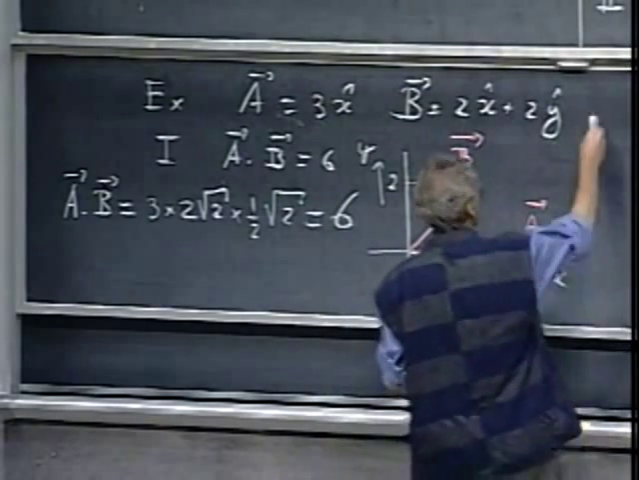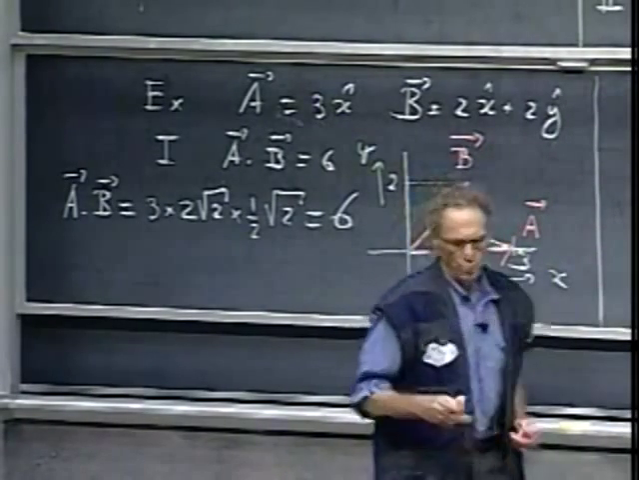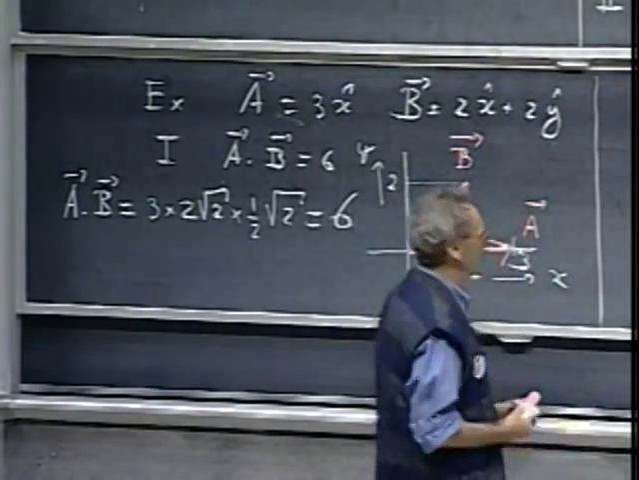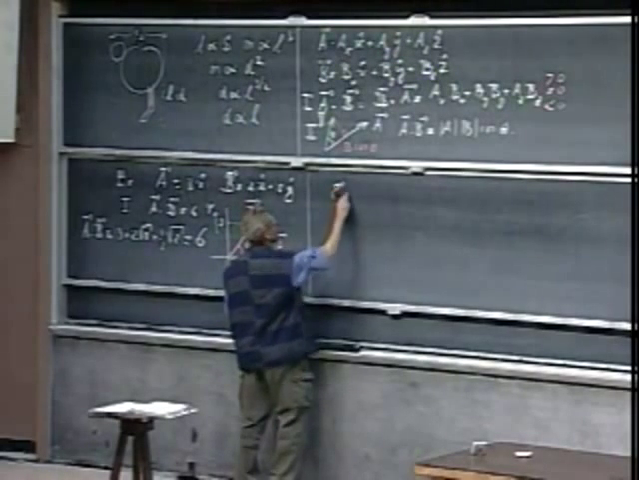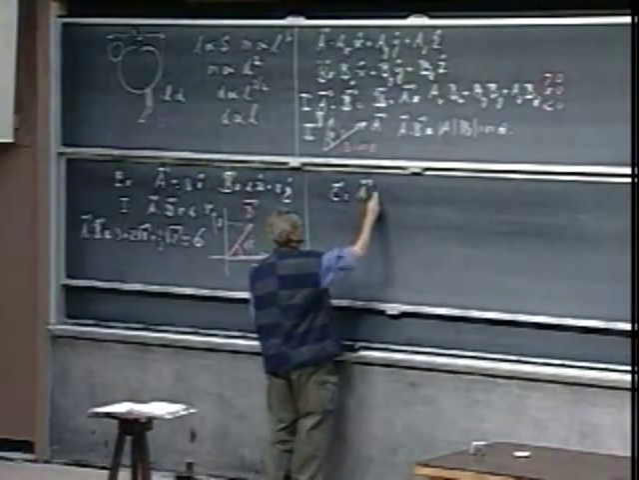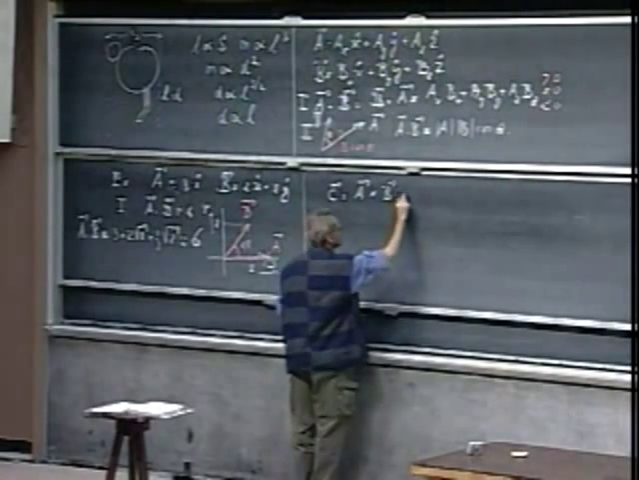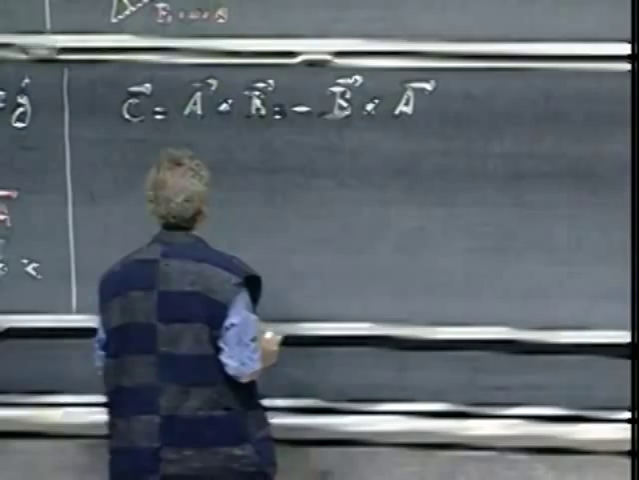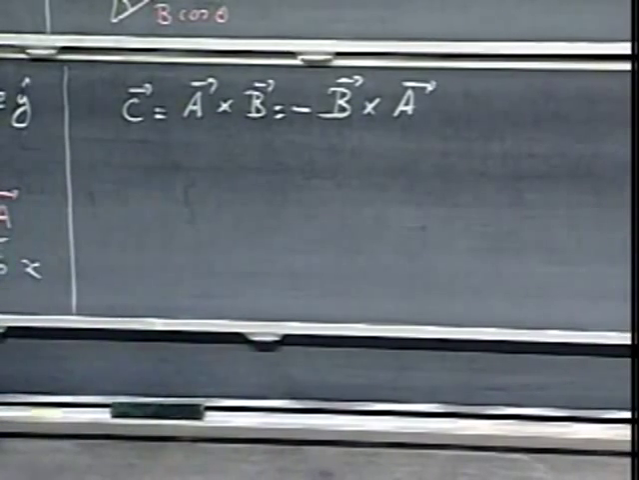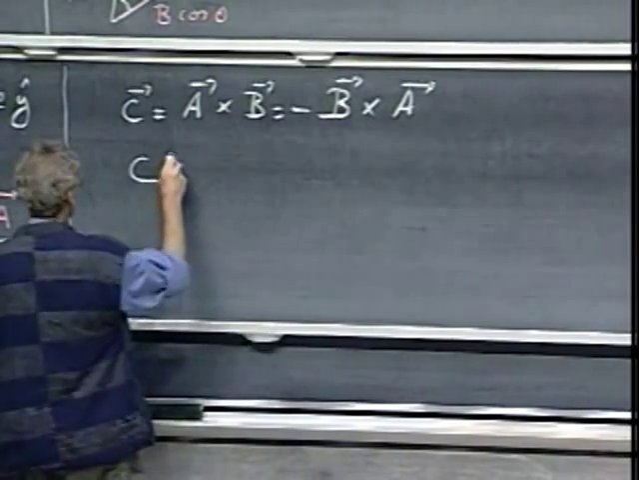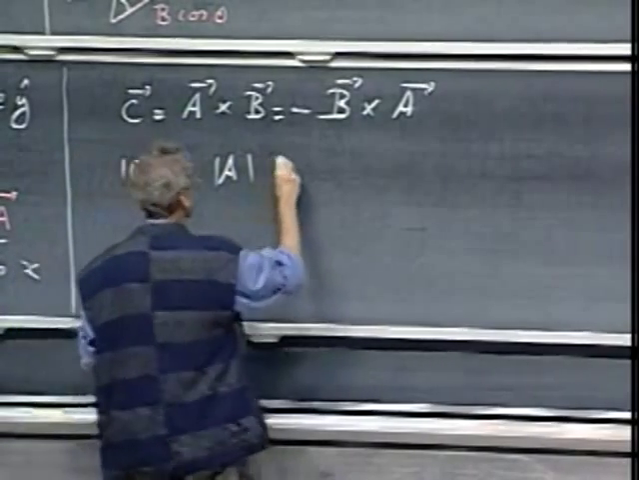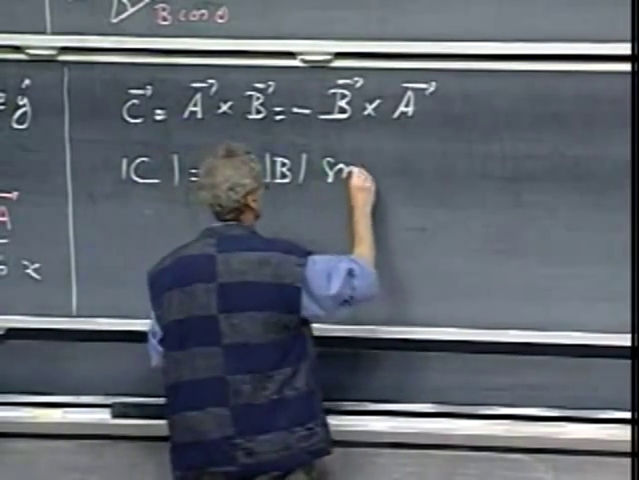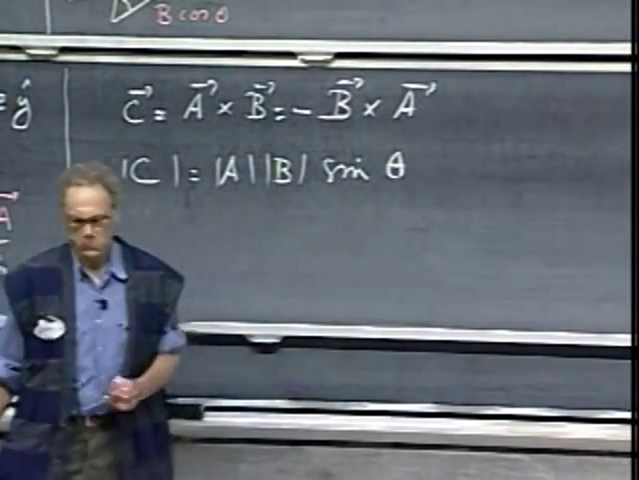On cross products, I don't want to go through the formalism of cross products the way we did that with the determinant. I just want to remind you that if you have a cross product of two vectors, that A cross B equals C is minus B cross A, and that the magnitude of C is the length of A times the length of B times the sine of the angle between them.